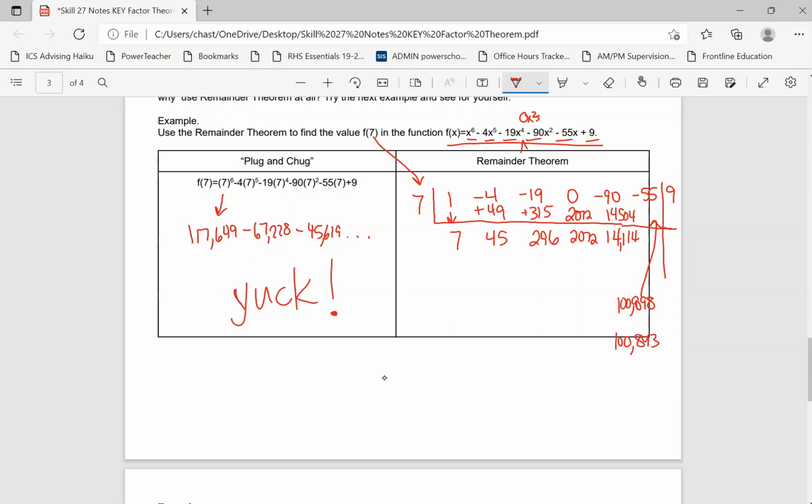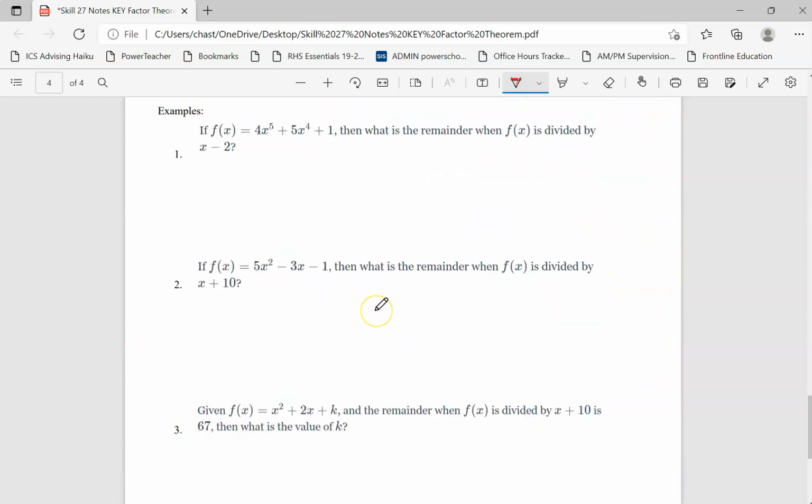Multiply that by 7, that'll give me 705,901. And if I add 9 to that, we get 705,910. A lot of grossness going on there, right? This is why we want to have the remainder theorem. So, yeah, that one was gross. I get it. Okay, so let's apply these ideas. All right, last piece here.